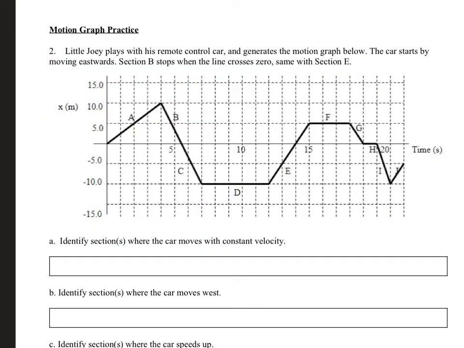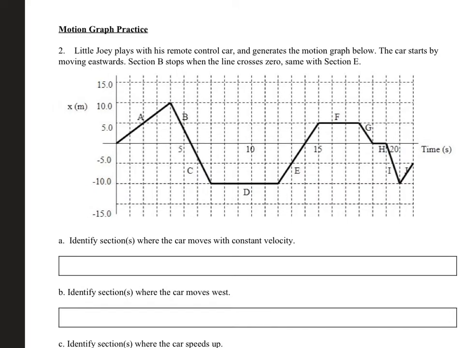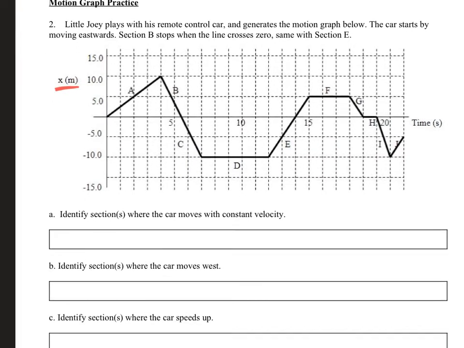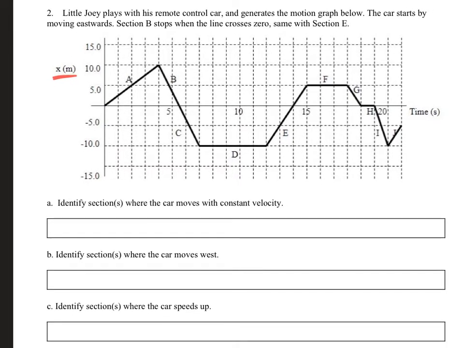So now this leads us to problem 2. Little Joey plays with the remote control car and generates the motion graph below. The car starts by moving eastwards. Section B stops when the line crosses 0, same with section E. So this is a position graph. So I feel like this graph is easier to deal with and easier to see where this information is coming from. Identify the sections where the car moves with a constant velocity.